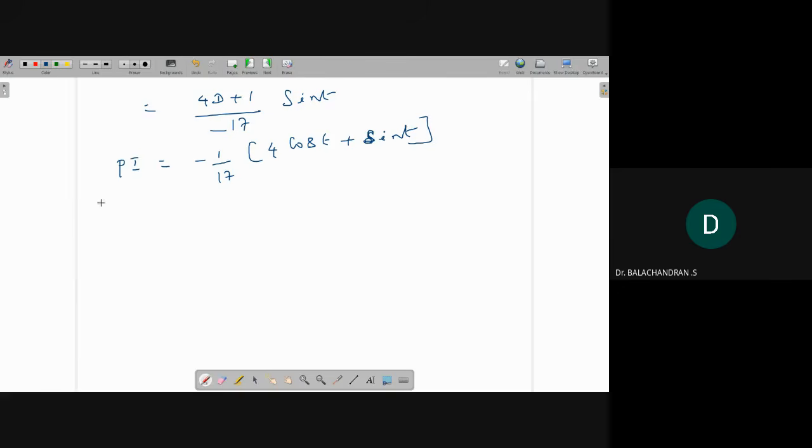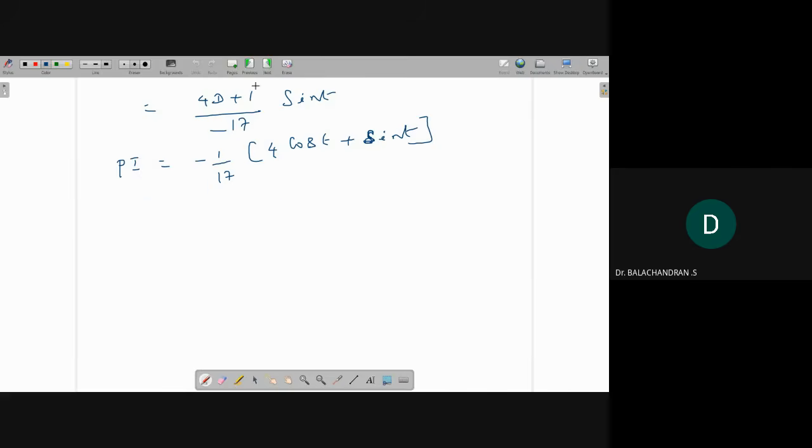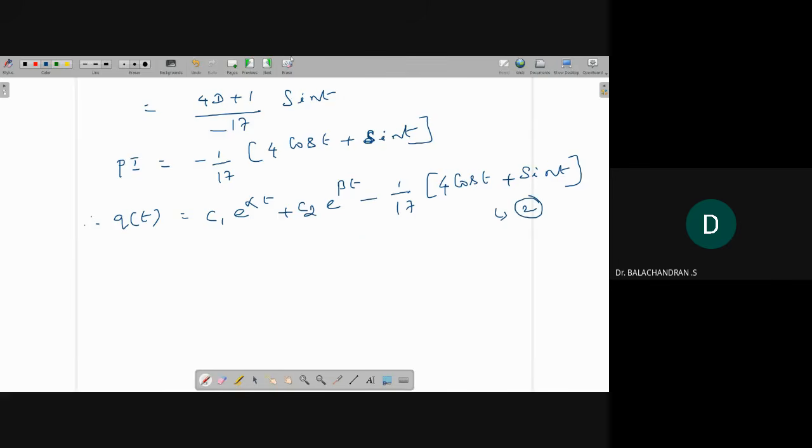So now your solution, you are solving for q of t. Therefore q of t equal to CF plus PI. CF is C1 into e power alpha t plus C2 into e power beta t, and PI is minus 1 by 17 into 4 cos t plus sin t. Okay, so up to this, nearly 80% of the problem is over.